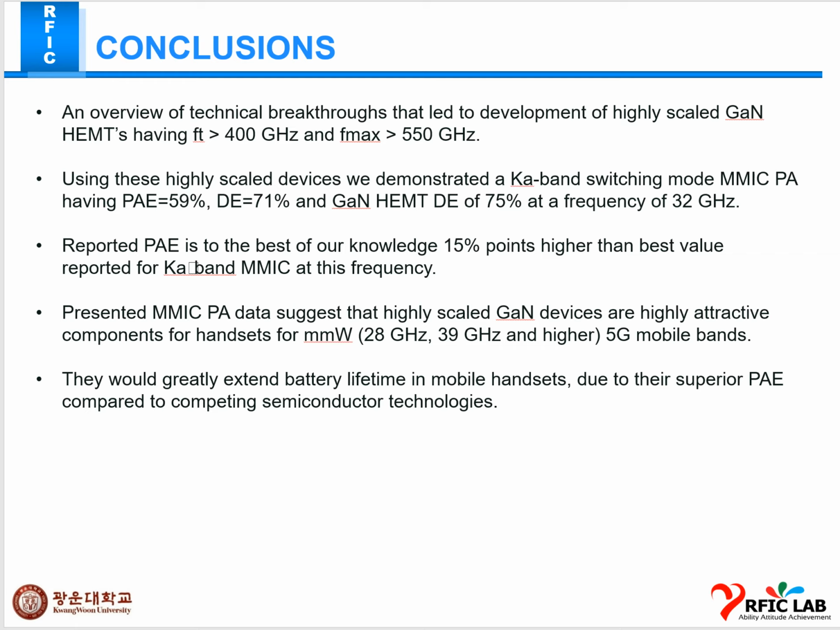15% points higher than the best value reported at K band MMIC, and 5G mobile band MMIC PA suggested that highly scaled GaN is a highly attractive component for handsets and sets of mmW 28 to 39 gigahertz and higher, and it has greatly extended battery lifetime in mobile handsets due to superior PAE compared to competing semiconductor technology.